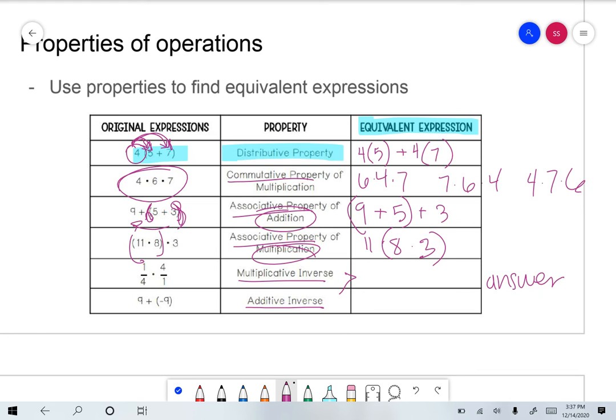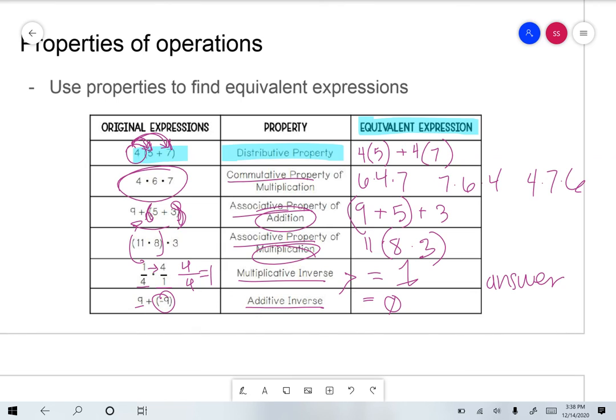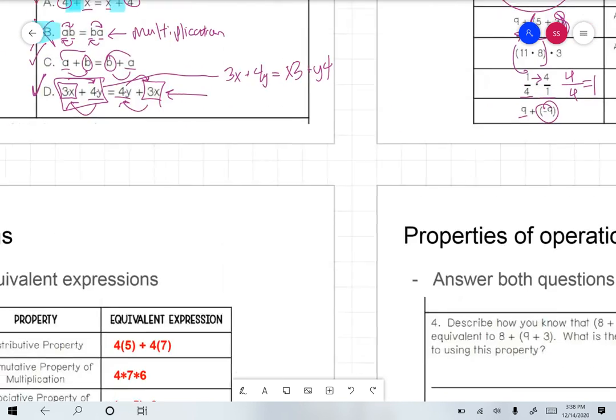Multiplicative inverse. This means, again, that any number multiplied by its inverse, so 1/4 times 4, will be equal to 1. And you can test it out. 1 times 4 is 4. 4 times 1 is 4. 4 divided by 4 is 1. All right, last one, additive inverse. Additive inverse means that any number plus its opposite, so the positive plus the negative, equals 0. 9 plus negative 9 is 0. Hopefully this is making sense.